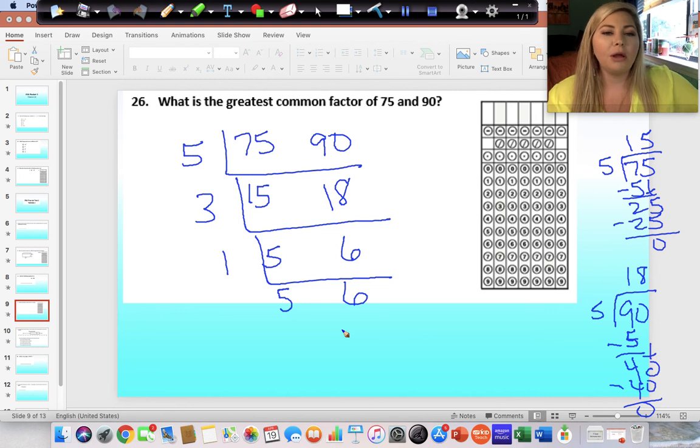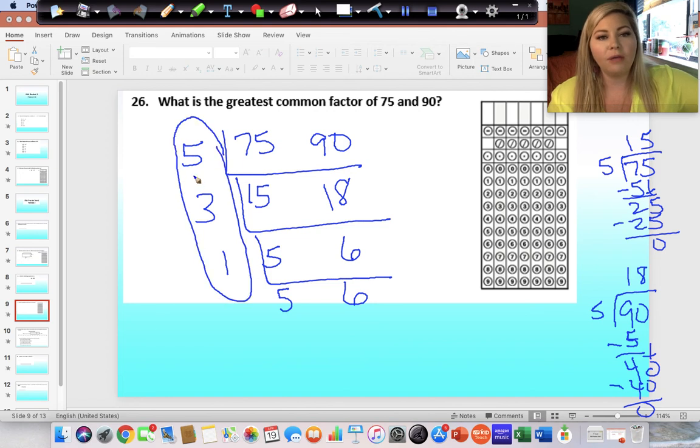When you get the same number each time and the only thing you can take out is 1, you're going to take these numbers off to the side and you're going to multiply them all together. 5 times 3 gives me 15, and 15 times 1 is 15. So my answer, my greatest common factor here is 15.